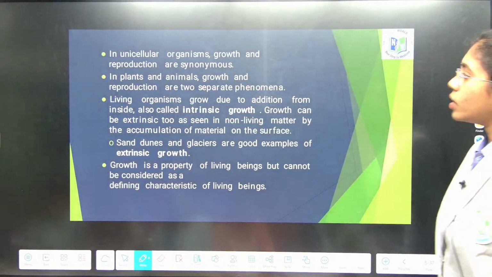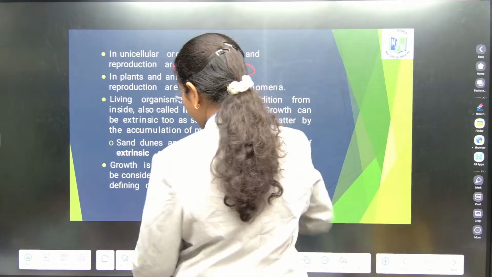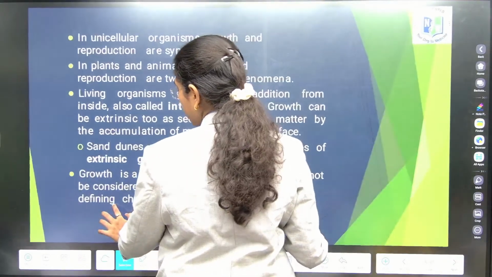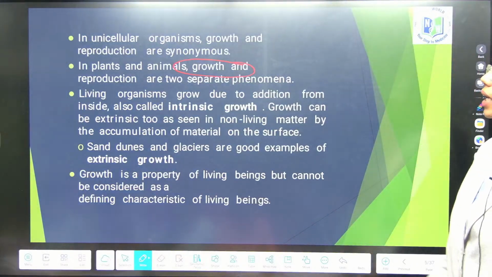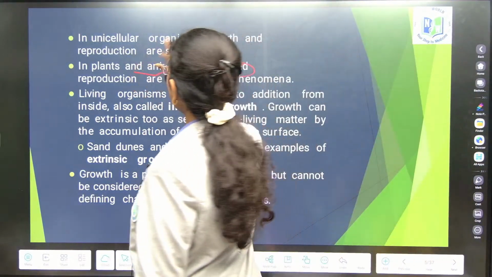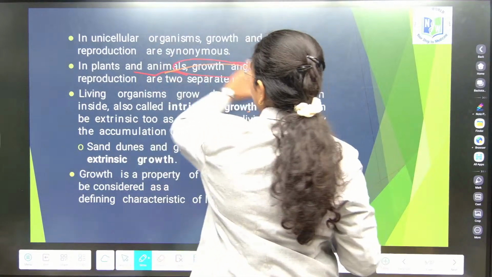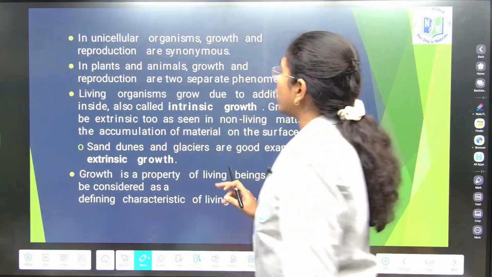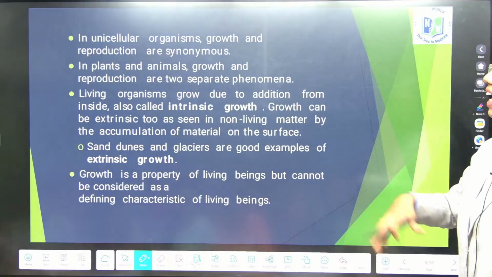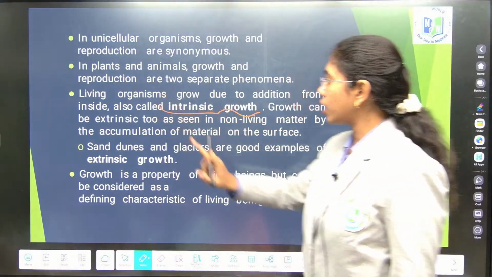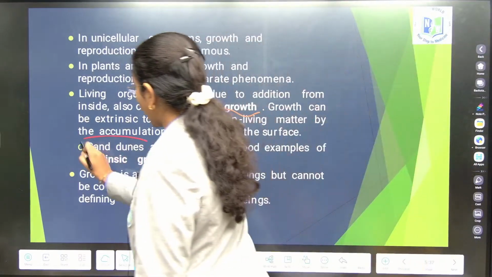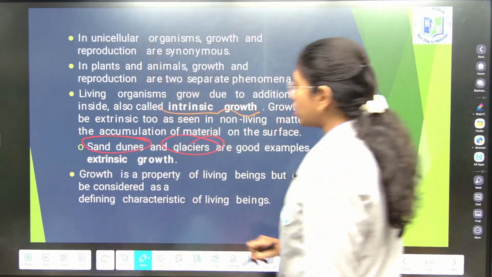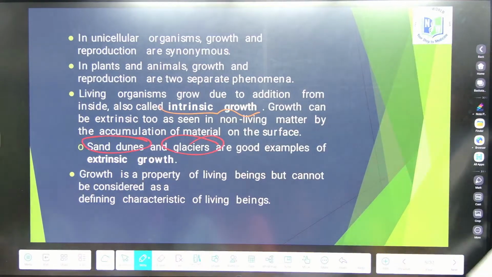And then in unicellular organism, growth and reproduction are synonymous or mutually inclusive. Mutually exclusive and non-synonymous in the plants and animals like multicellular organisms. Living organisms grow due to addition from inside. So, it is called as intrinsic growth. Extrinsic occur in non-living things. Examples you take down. Sand dunes, glaciers are good examples of extrinsic growth.